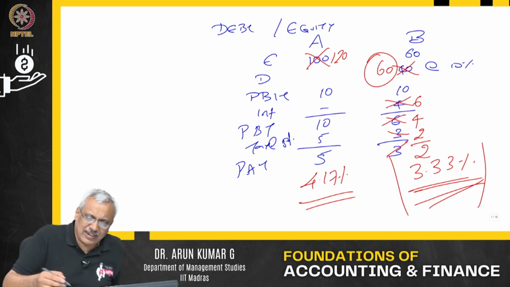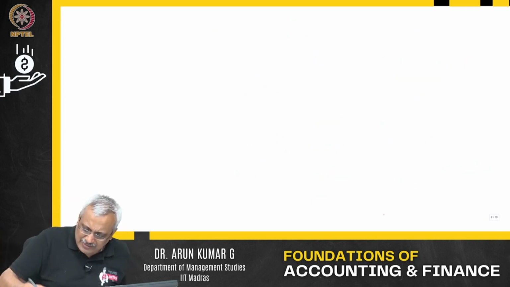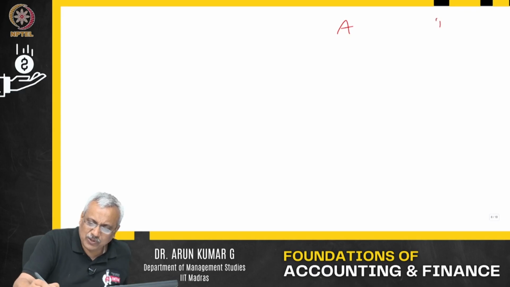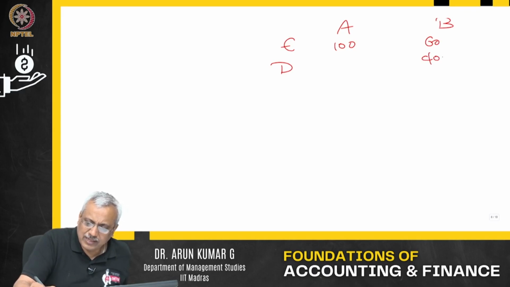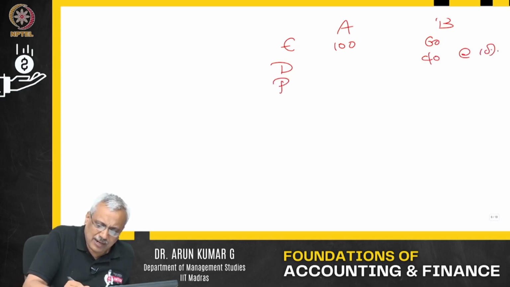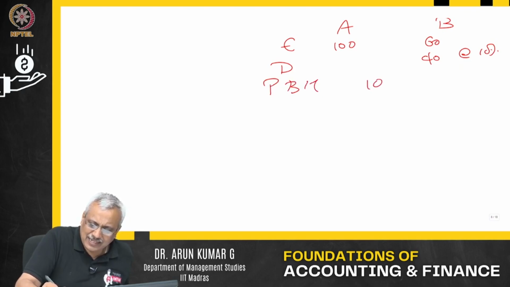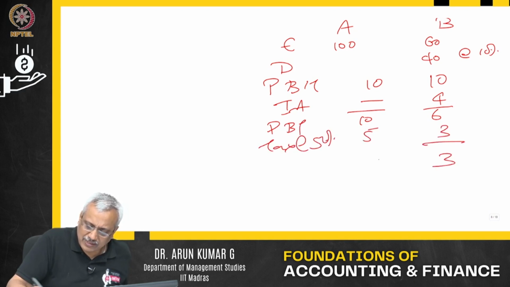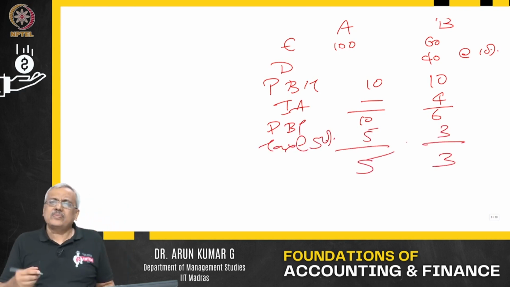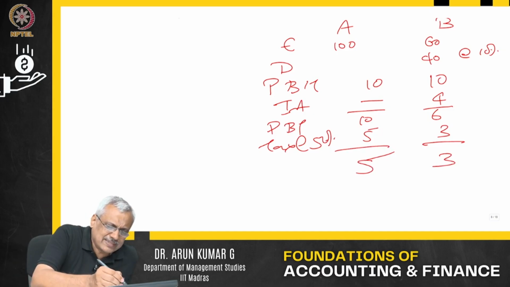Let us take the old case again. Let us take A and B. No capital structure change. Equity 100 and 60, debt 40 at 10% and so on. My profit before interest and tax is $10 and $10. Interest is nil and $4, PBT 10 and 6. My tax at 50% gives PAT of $5 and $3. Beautiful. Now let us take a small twist here.